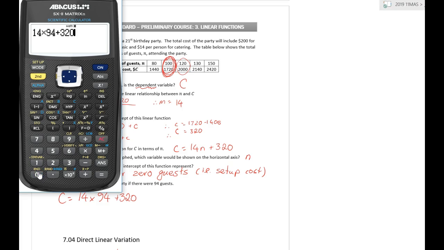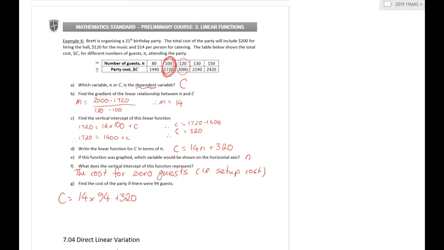Before I press equals, I'm going to use a little bit of common sense. I've got between 80 and 100 guests, so I expect my answer to be somewhere between 1440 and 1720. I think it's going to be about 1680 or something like that, somewhere in the 1600s. Ooh, 1636. $1,636 is how much it will cost for 94 guests. Always good to have a bit of an idea, using some common sense, before you arrive at your answer.